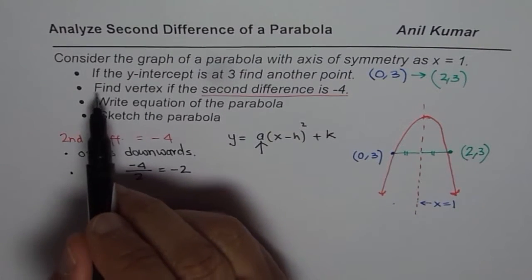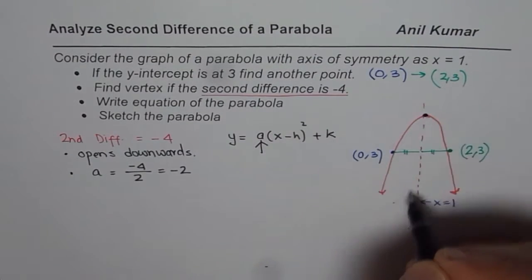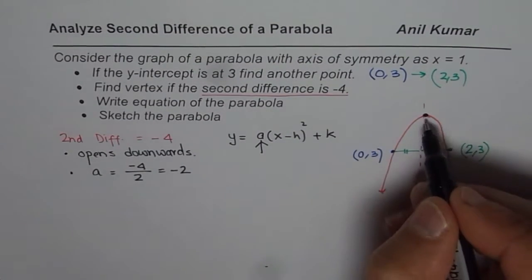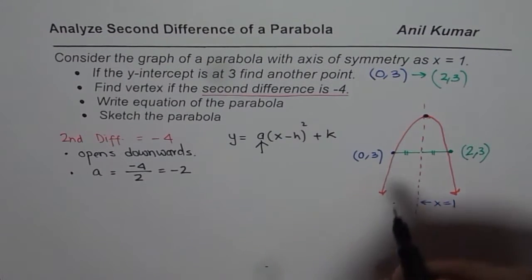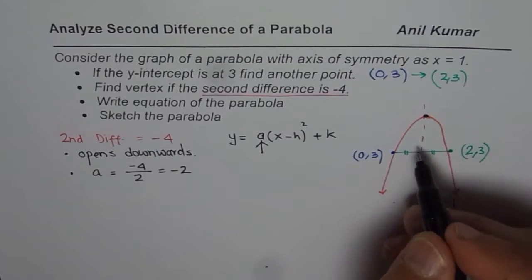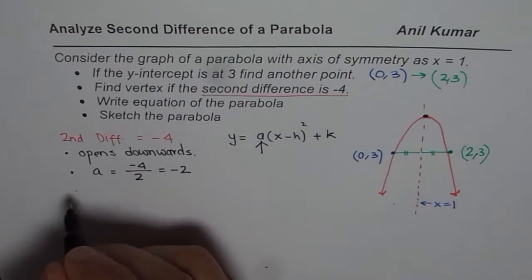Now we need to find the vertex. That is, the vertex will always lie on the axis of symmetry. How do we find this point? Well, to find this point, what we can do is we can apply these steps. You remember the steps?